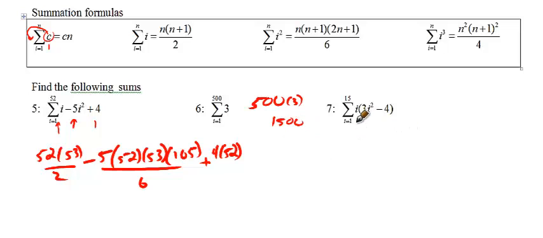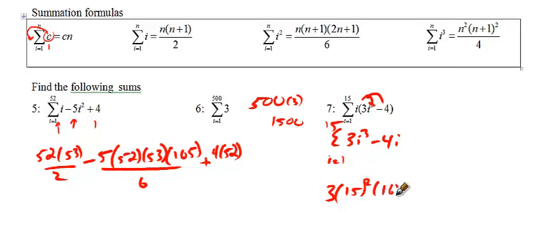We can do that one real quick. For something like this, you don't want to do a product of two things, just distribute it. And you have 3i to the third minus 4i. It's still going to get the sum from i equals 1 to 15 up front, so it's 3. Then you have to use the sum of i cubed, so 15 squared times 16 squared over 4, minus 4 times the sum of i, which is n, n plus 1, where n is 15, n plus 1 is 16, over 2.